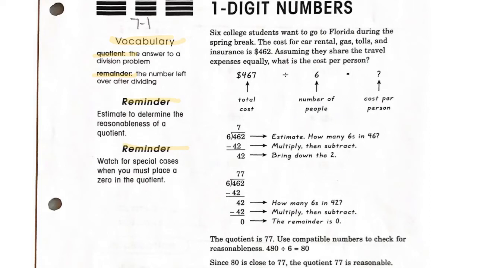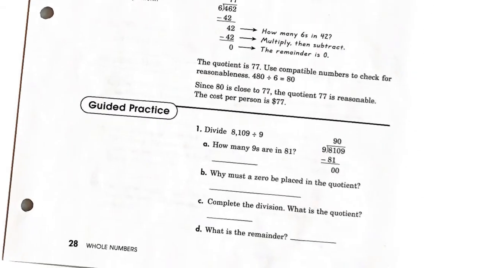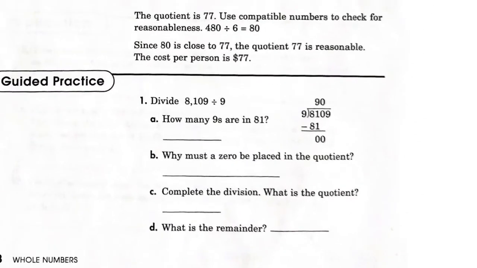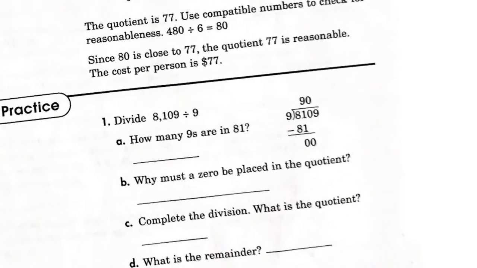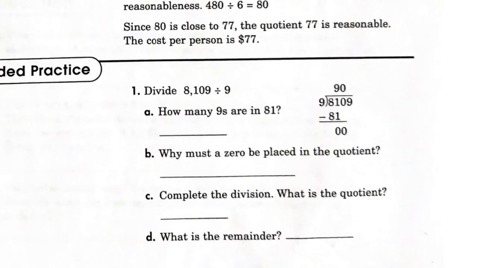Use compatible numbers to check reasonableness. Like 480 divided by 6 is about 80. 77 is close to 80. Now, when you're doing this at home, I have no idea whether or not you have a calculator that you're using. So for the guided practice, we're going to do it the quote long way. I'm going to use a calculator to even help me do it in long division.